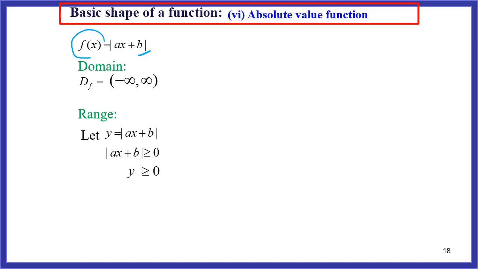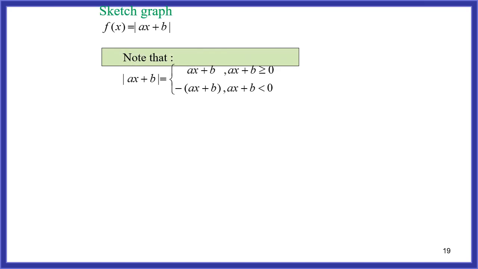And this is actually our y. Okay, so y is more than or equal to 0. Remember that everything inside the absolute should always be more than or equal to 0. So the range here is from 0 to infinity. How to sketch the graph?